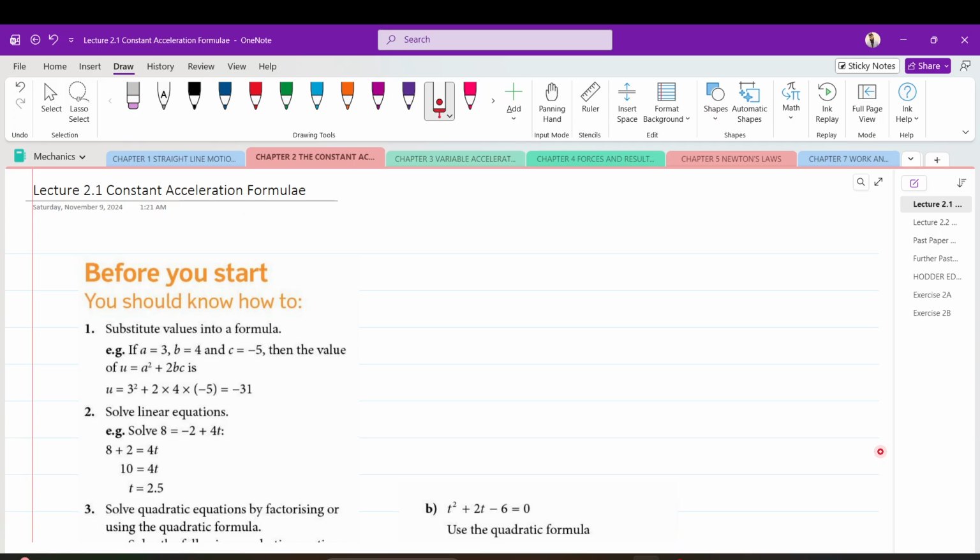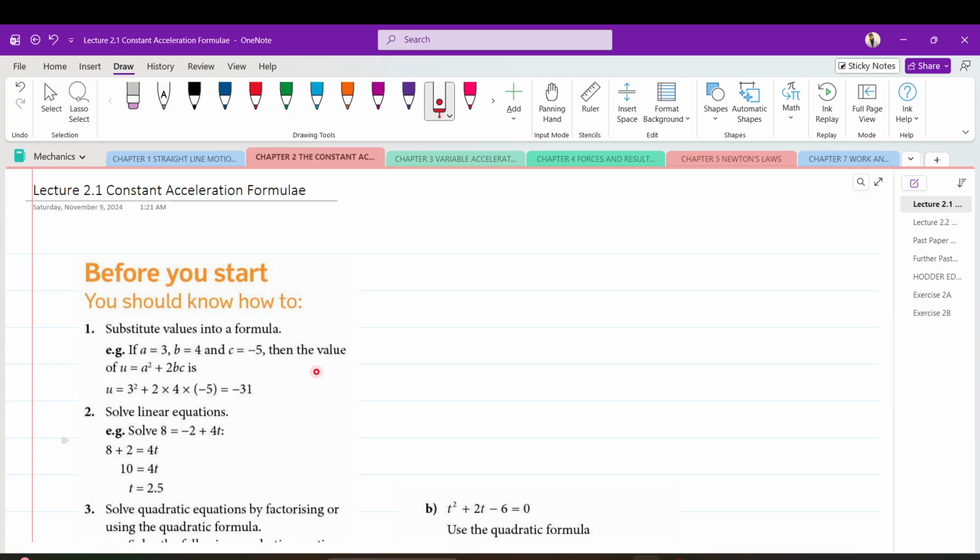So today we will be starting off with our chapter number 2, the Constant Acceleration Formulae. Before you start, there are a couple of prerequisites here. The first one is you should be able to substitute values into a formula. So into a given formula, you should be able to substitute the values and then work out the unknown variable.